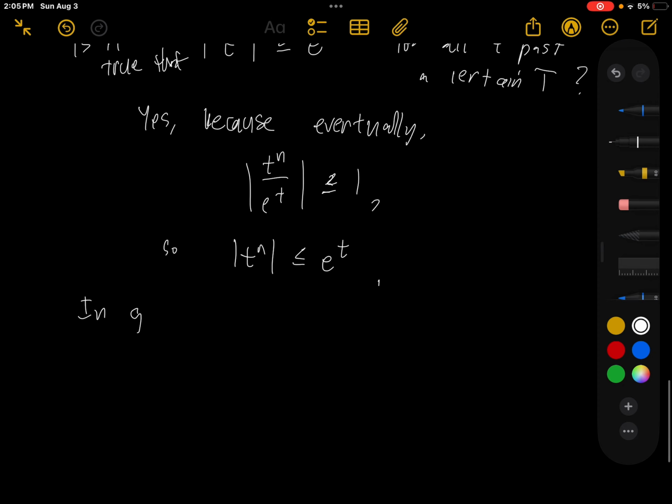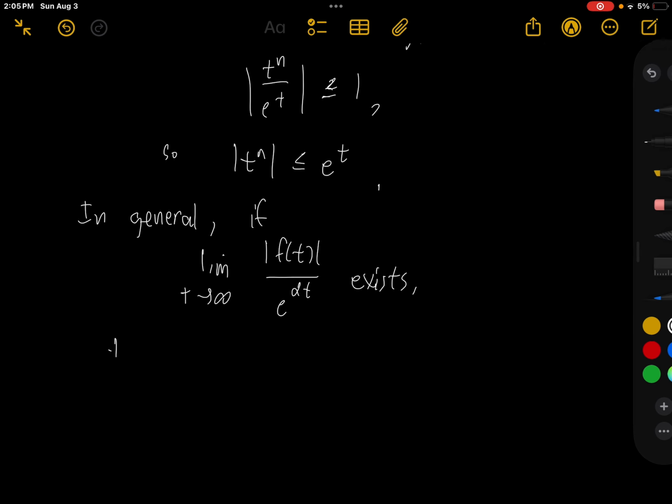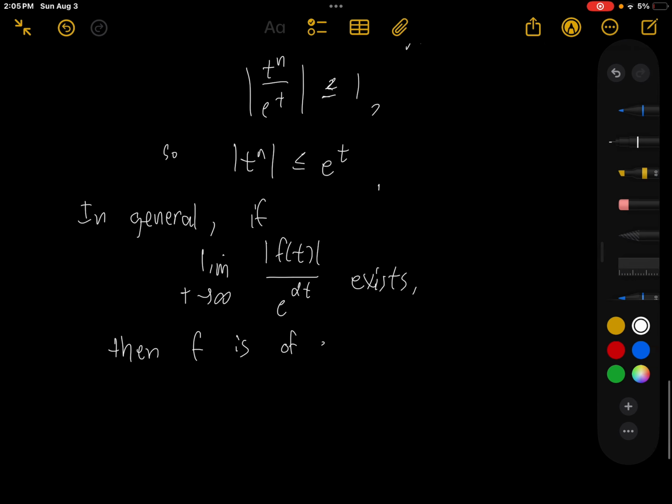So in general, if the limit of the absolute value of f of t over e to the alpha t as t goes to infinity is some constant, so if this exists, then f is of exponential order alpha. Okay.